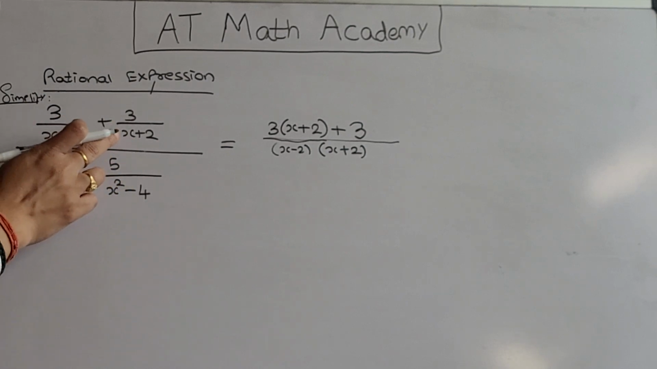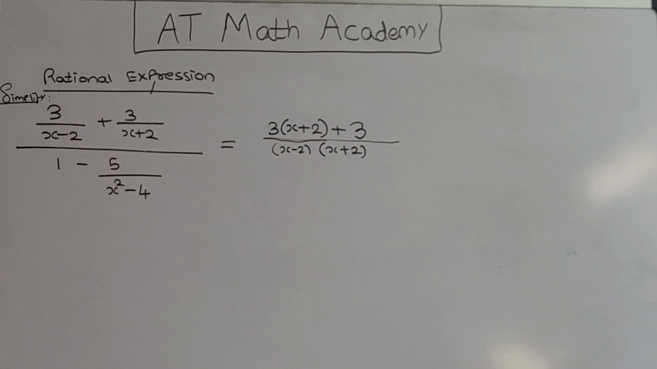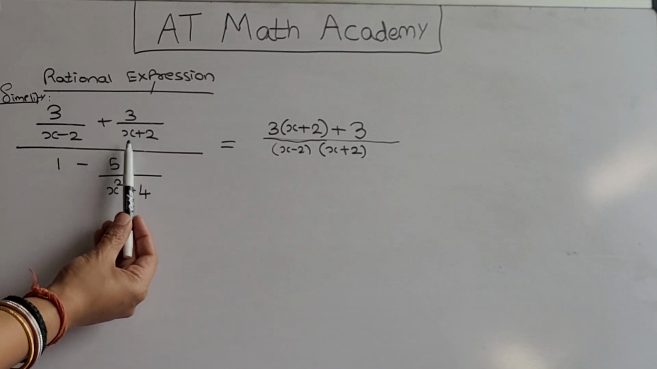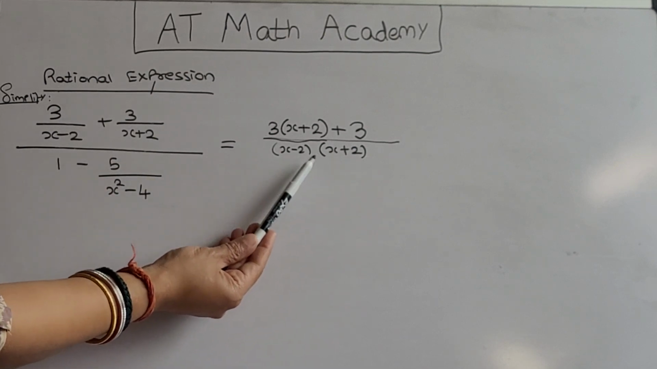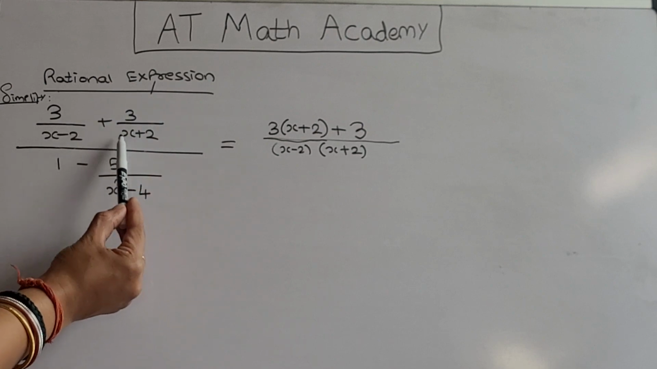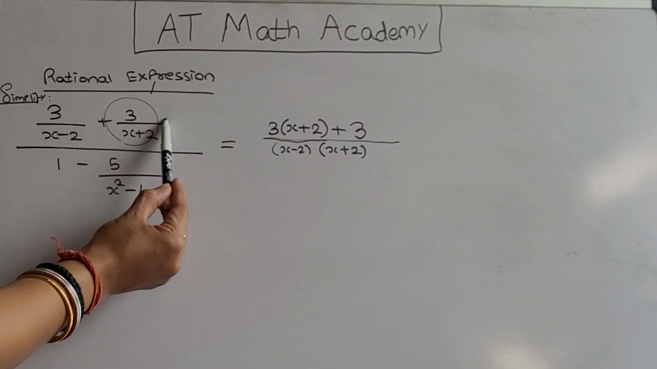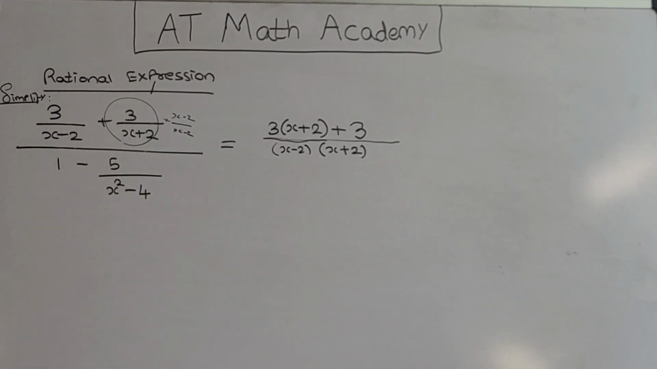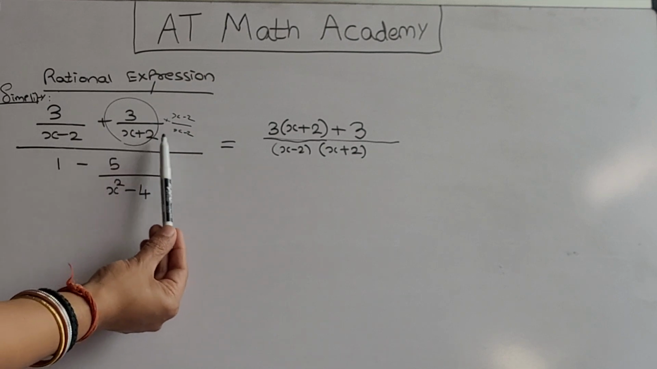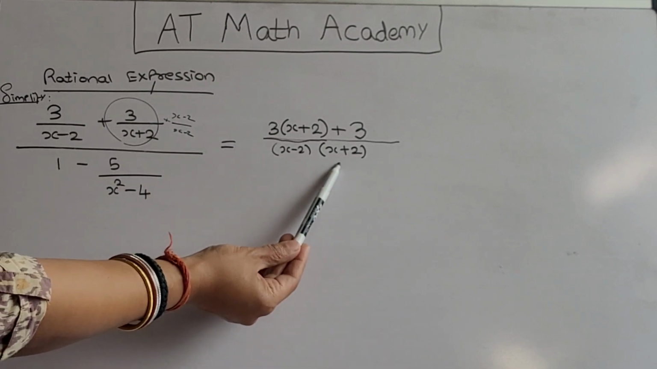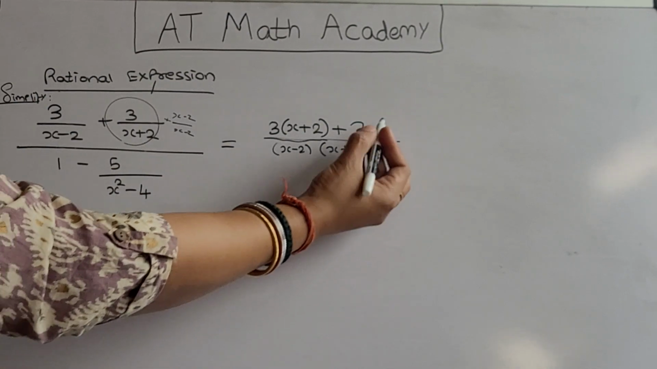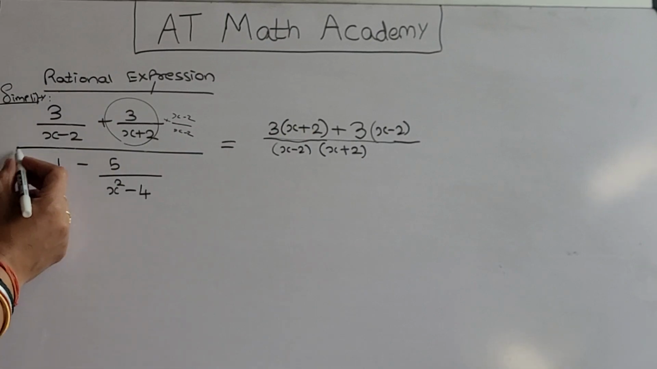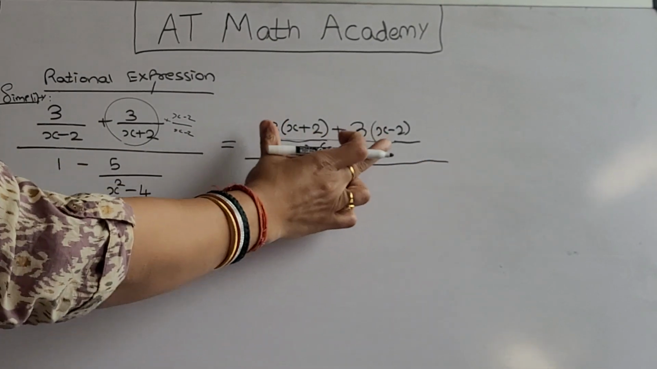For the second term, the denominator is x plus 2, and the common denominator here is x minus 2 into x plus 2. So for making x plus 2 into x minus 2 into x plus 2, I need to multiply this entire fraction, numerator and denominator, with x minus 2, such that the fraction gets the common denominator and remains the same. So I'm taking the numerator and multiplying with x minus 2. Now I'm done with the numerator.